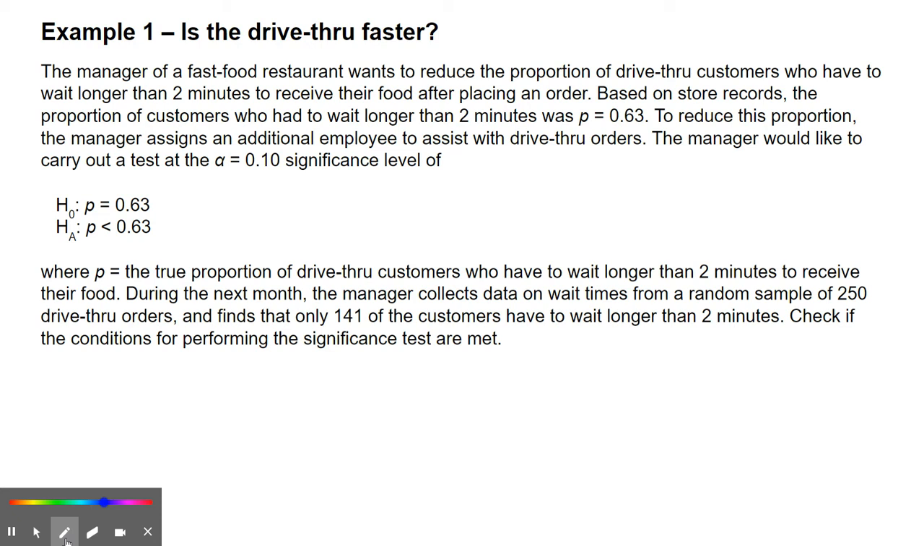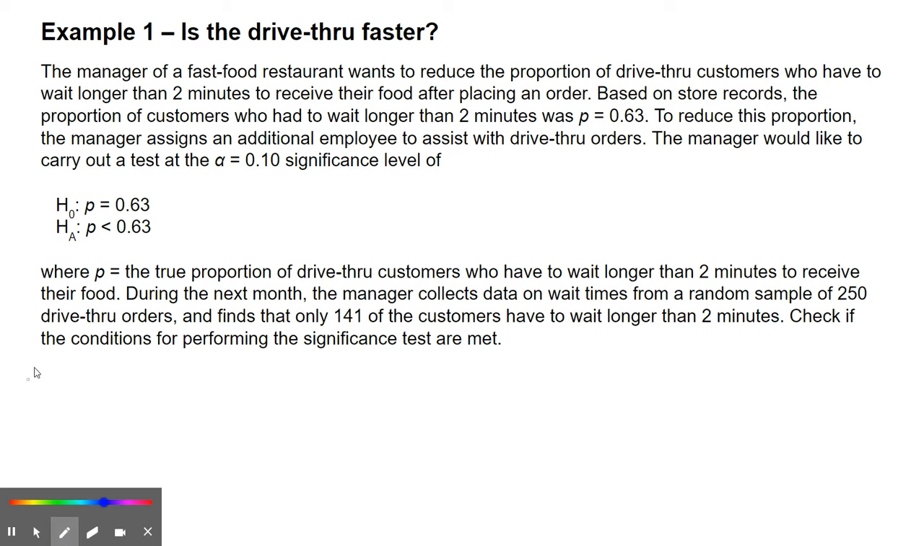The manager would like to carry out a test at the alpha equals 0.10 significance level of the null hypothesis p equals 0.63 versus the alternative hypothesis p less than 0.63, where p is the true proportion of drive-through customers who have to wait longer than 2 minutes to receive their food. During the next month, the manager collects data on wait times from a random sample of 250 drive-through orders and finds that only 141 of the customers have to wait longer than 2 minutes. Check if the conditions for performing the significance test are met.